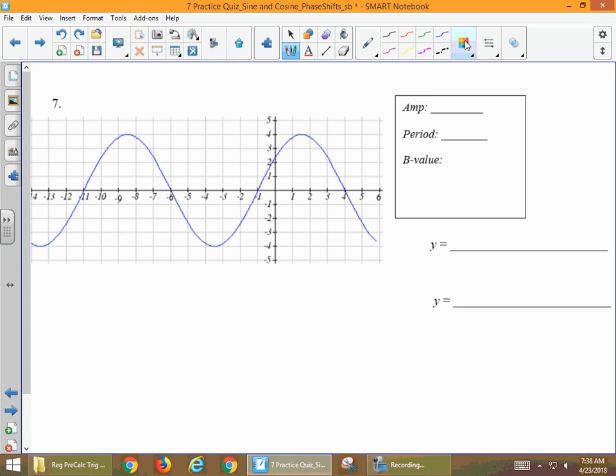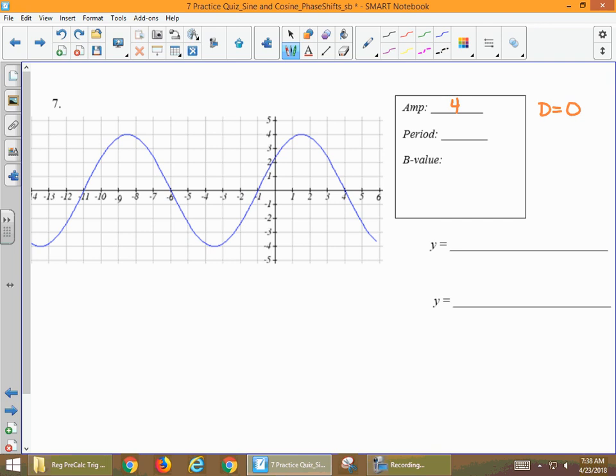All right, I'm going to take a look at amplitude here. I'm counting 4 up and down from the midline. So our D here is going to be 0. With the mess that the rest of this graph is, that's good. Our amplitude is 4.